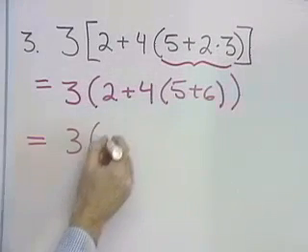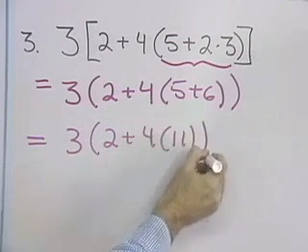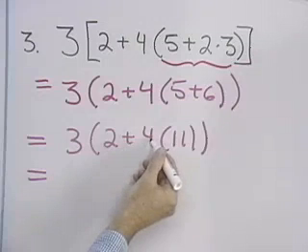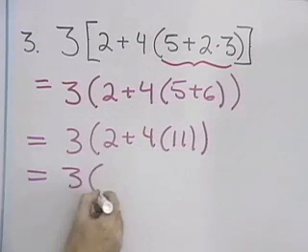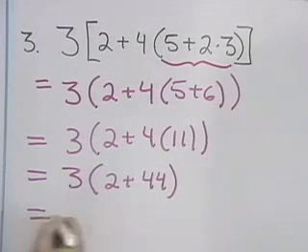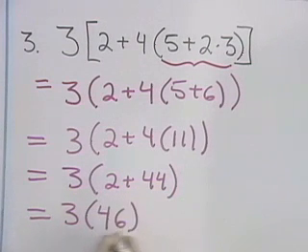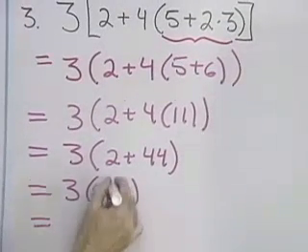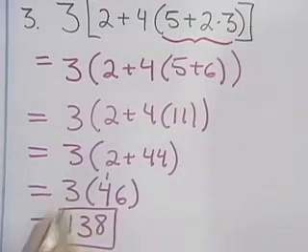Now this is 3 times 2 plus 4 times 5 plus 6, which is 11. And now I'm going to work my way back out of these parentheses. Here I have 4 times 11, and here I have addition, so I'm going to do the multiplication first. 4 times 11 is 44. Now inside the parentheses, 2 plus 44 is 46, and now 3 times 46: 3 times 6 is 18, 3 times 4 is 12, and 1 is 13. So I have 138.